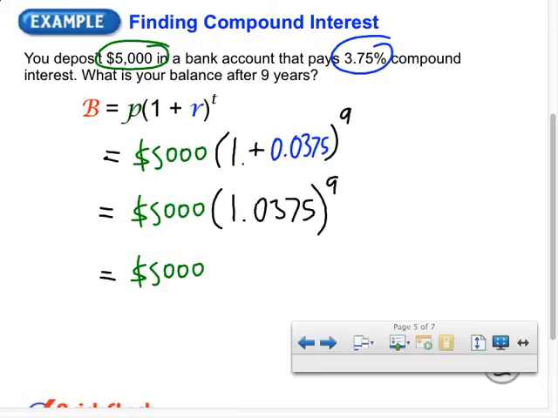So when I calculated this, here's what I got. This gives me a really long decimal number, and I'm going to round it to the nearest 10,000ths place. And here's what I get. Can you guys go ahead and calculate that? And then we'll know what the balance is.